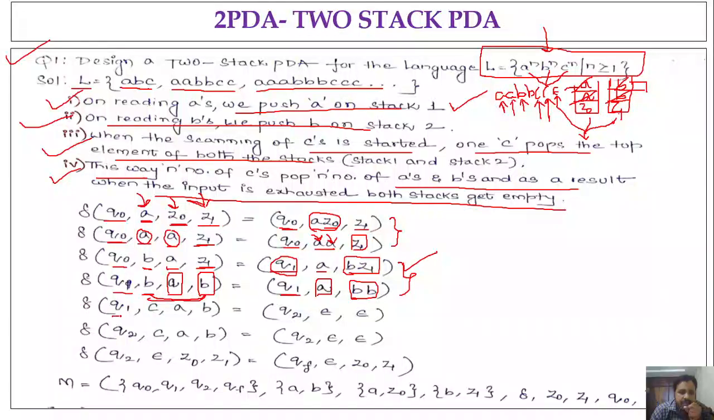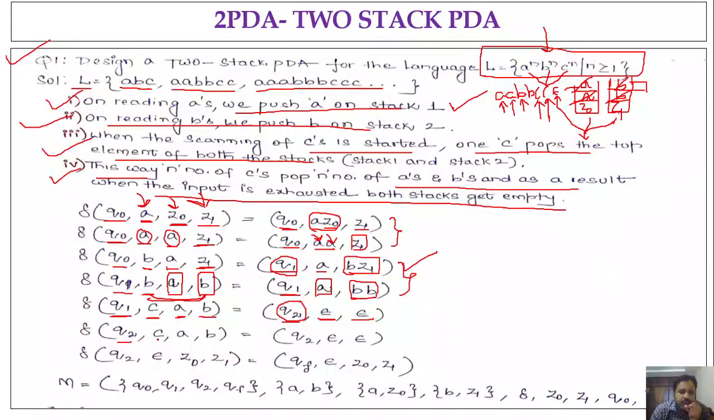Okay, next one. If you are in state q1, the input is C, top of stack 1 is A, top of stack 2 is B. Since the input is C, we have to pop both the stacks by going to the state q2. So the moment we get C in q1, we go to the state q2 and pop stack 1, so that's why epsilon, and pop stack 2, that's why epsilon. So q2 comma epsilon.